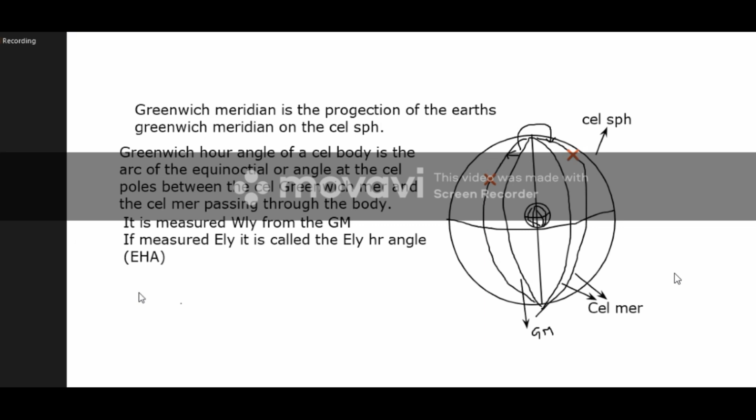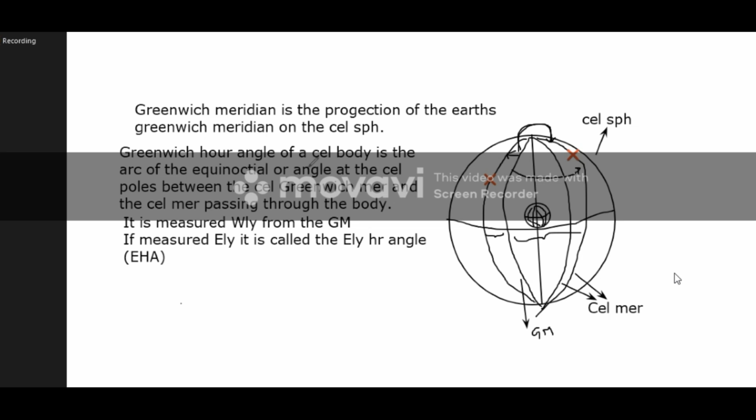Sir, can you explain again the hour angle, westerly and easterly? Look, easterly means if this is the body, its Greenwich hour angle is this, that is westerly, this one. I told you. Easterly would be this. That means arc of the equinoctial or angle at the poles between the Greenwich meridian and the meridian passing through the body. Okay.